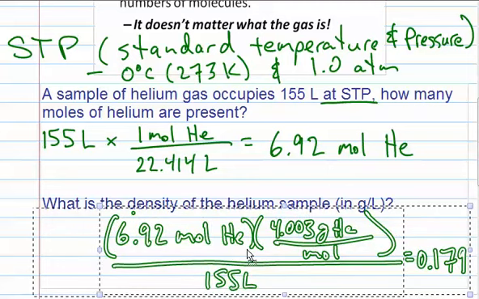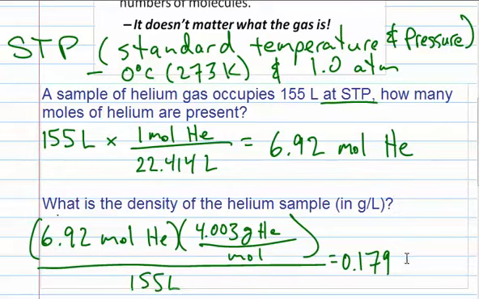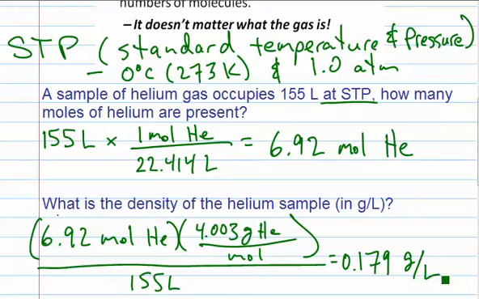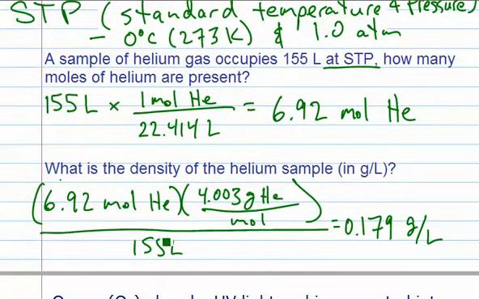Okay, so that's one simple application of these standard molar volumes. We can very easily calculate densities of gases at STP. Again, the volume and number of mole relationship does not depend on the type of gas we're dealing with. So whether this were helium or neon or acetylene, it would always be 6.92 moles of helium would occupy 155 liters at STP. And we can use the identity of this gas now to calculate the density of the gas at STP.